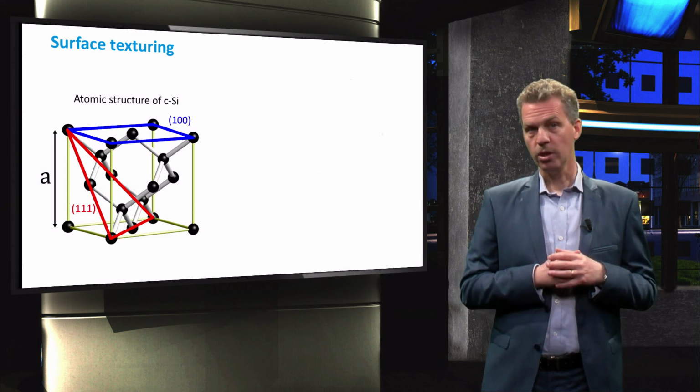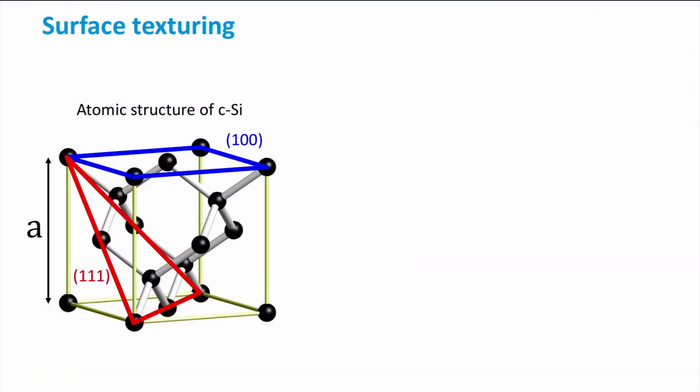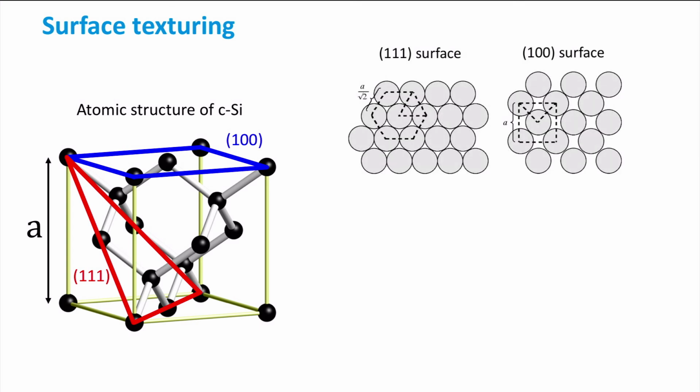When we introduce the atomic structure of crystalline silicon, we discuss the two most commonly used crystal orientations, 1, 1, 1 and 1, 0, 0. When we now look at the two-dimensional projection of the 1, 1, 1 and 1, 0, 0 surface, where the atoms are approximated as spheres, we can see that there is a difference in atomic density.